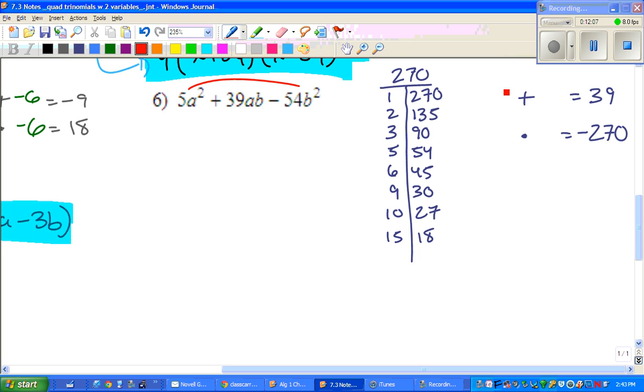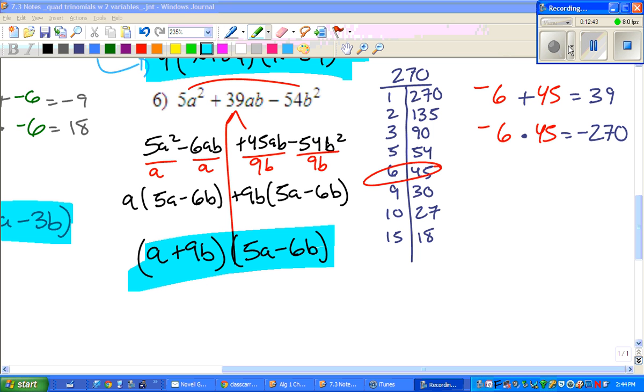Now some of you might be like, whoa, check this out. 9 and 30 work over here, but 9 and 30 do not multiply to -270. One of those has to be negative. Okay, and that's actually going to be 6 and 45 because the 6 is going to be negative. All right, so why don't you guys go ahead and pause the video and see if you can finish this off. Okay, and there's all of the work for that one.